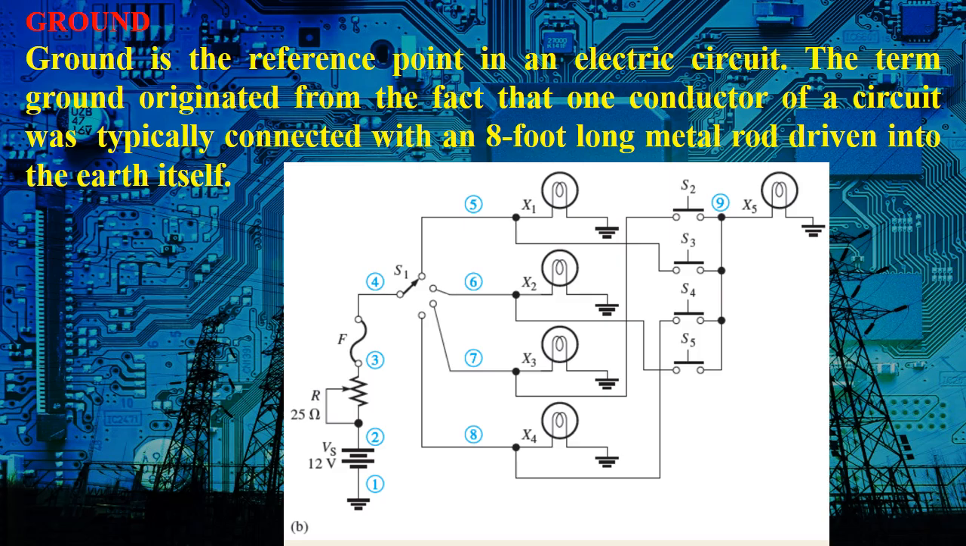Ground is the reference point in a circuit or electric circuit. The term ground originated from the fact that one conductor of a circuit was typically connected with an 8-foot long metal rod driven into the earth itself. So grounding is also a safety measure. If anything happens in a circuit, the fault current quickly goes through the ground and down to the earth. Compared with all the types of conductors, especially in electrical, the ground conductor has low resistance.